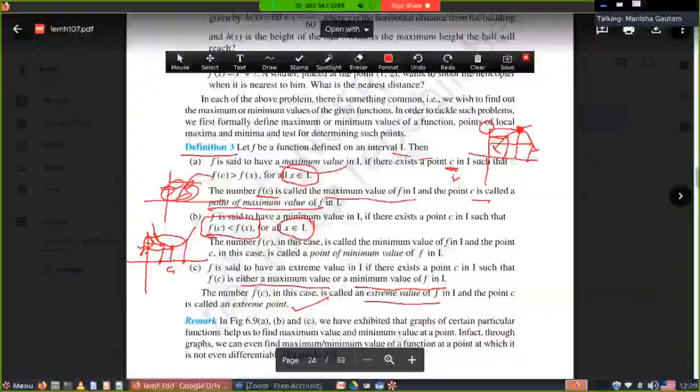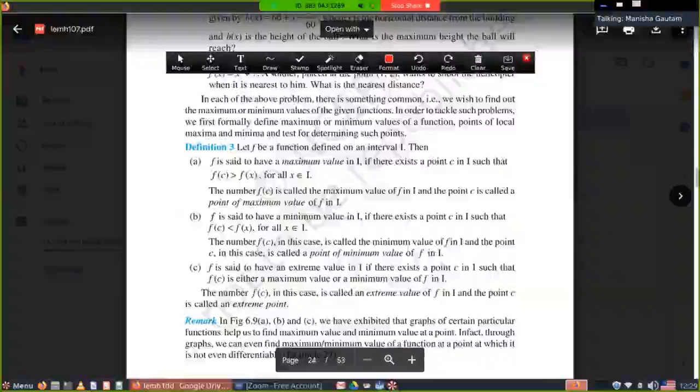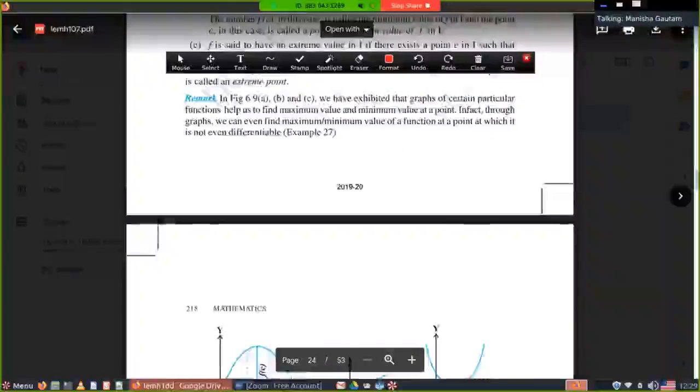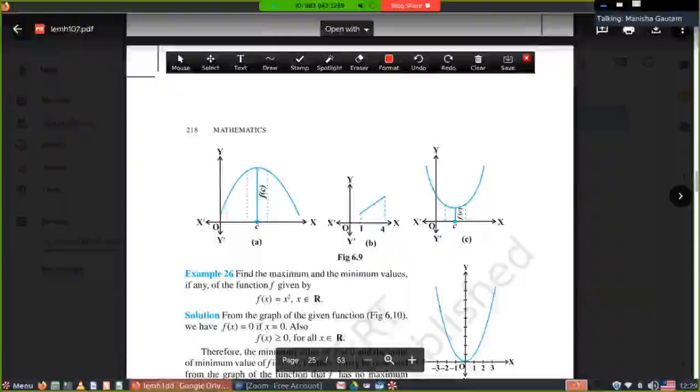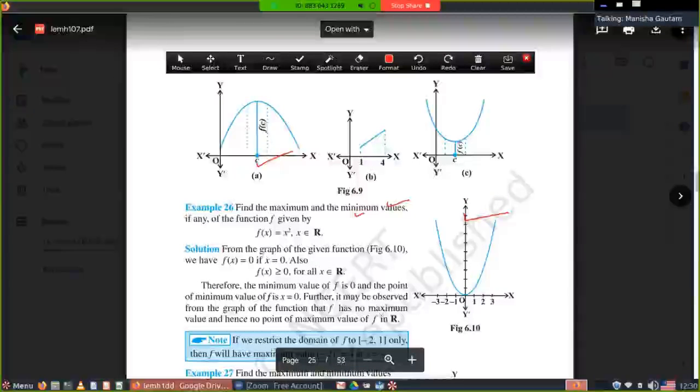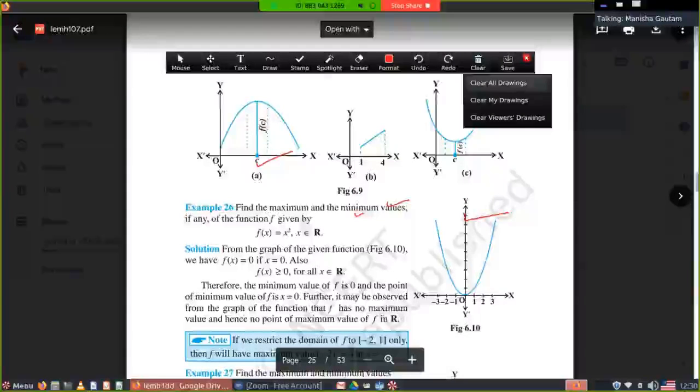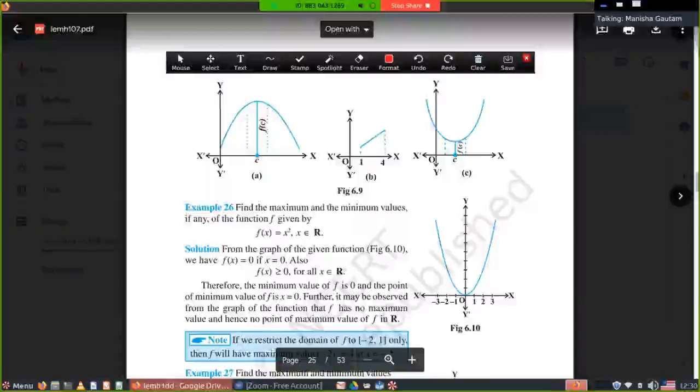Now we can see these concepts through graphs. Graphs are given in the NCERT. Let's discuss these graphs. Again, you can see here, this is a graph which is showing maximum value. This is showing minimum value, and this is showing maximum and minimum value both. Now, few examples are given here. In these examples, we will study whether the given graphs give you maximum value or minimum value and what are the points of maximum and minimum. Example number 26.